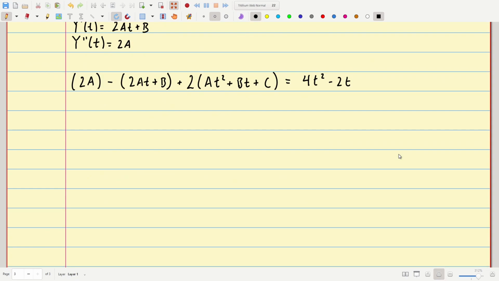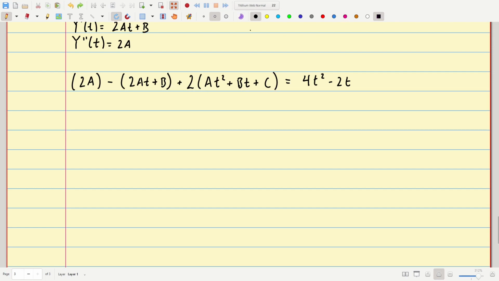And now what we want to do is collect terms and set things up to where we can match coefficients, because polynomials are equal if and only if the coefficients match. And this is the general approach for the method of undetermined coefficients. We want to set up things so that we can do coefficient matching and determine the unknown parameters of the problem.